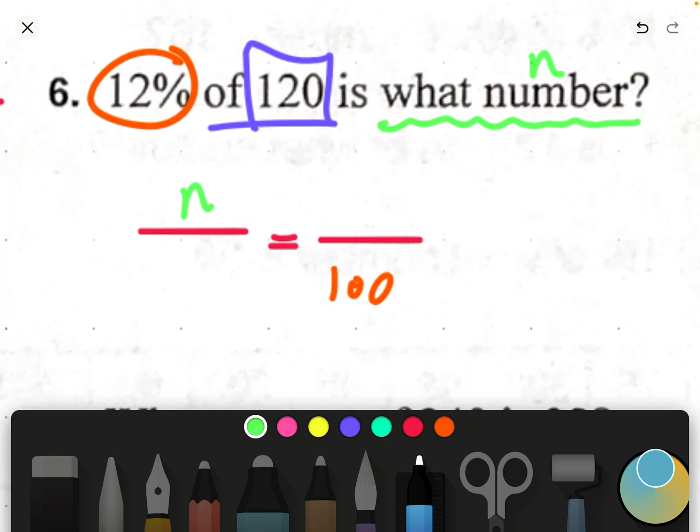Now, the nice thing is when it's in this position, when you cross multiply, and this is just a little bonus note for you, when you cross multiply and then you divide by 100, all you have to do is move it 2 place values to the left.